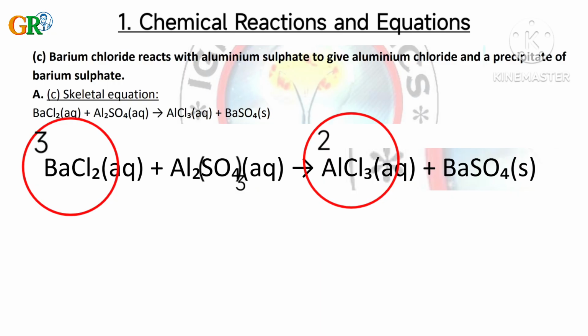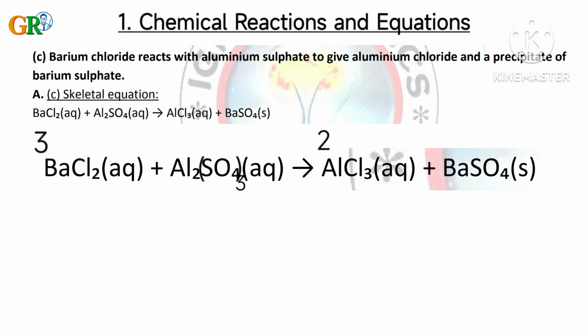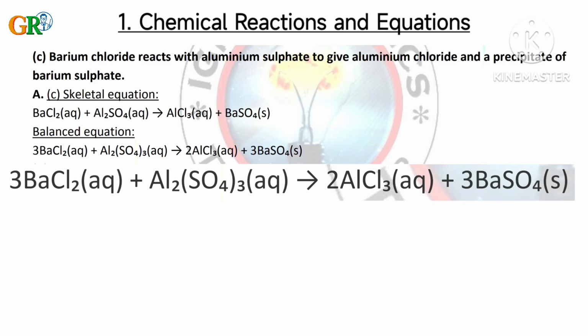Chlorine atoms are okay, but what about barium? 3 barium atoms are there on the left hand side, so we should write 3 as the coefficient of BaSO4 on the right hand side. Now the chemical equation is balanced. The balanced chemical equation is 3BaCl2 + Al2(SO4)3 gives rise to 2AlCl3 + 3BaSO4.